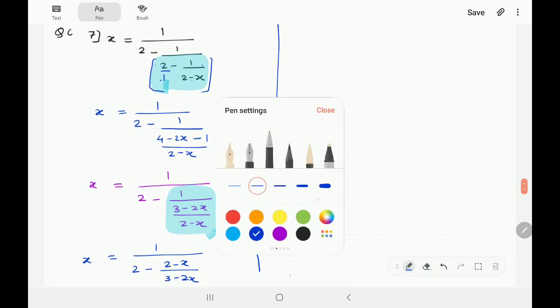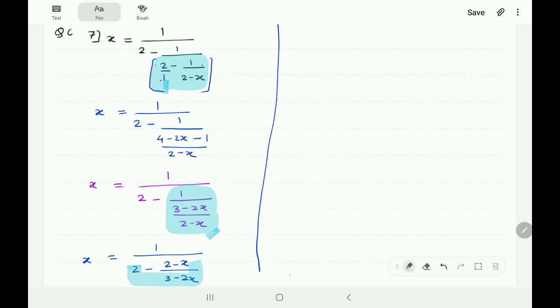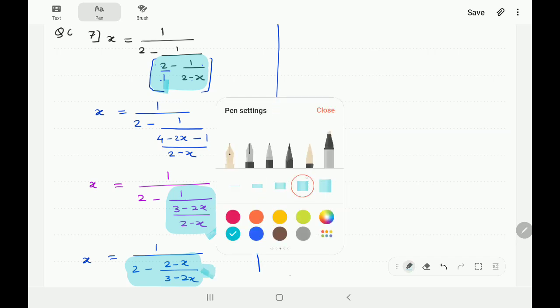Next, where am I going to focus? I'll be focusing at this part. I have to cross multiply, as you know, isn't it? Let's try that.